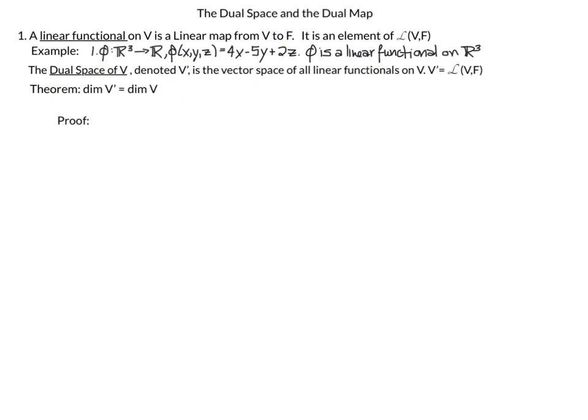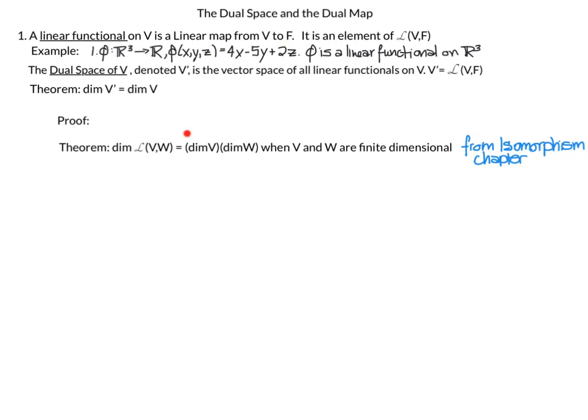This next theorem is important because of the implication, which we'll discuss in the next slide, but that's that the dimension of the dual space is equal to the dimension of the original vector space. The proof is fairly straightforward. And this proof is straightforward from this theorem here that we had discussed in a previous video about isomorphisms. It says that the dimension of the set of linear maps from V to W is equal to the dimension of V times the dimension of W. So we're going to apply this theorem now to our set of linear maps from V to F. That is our dual space.